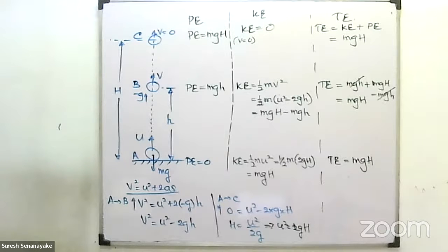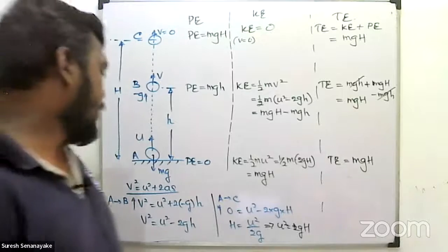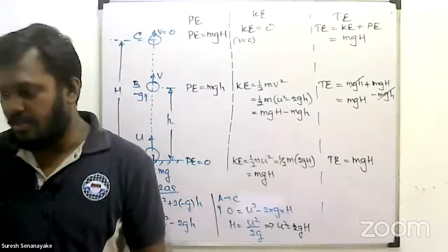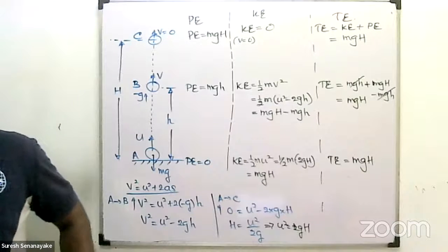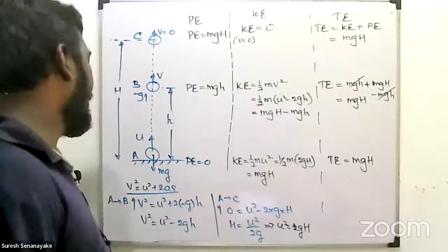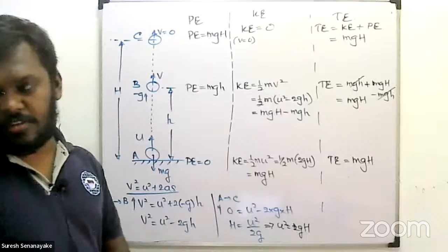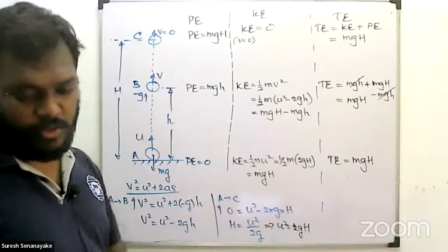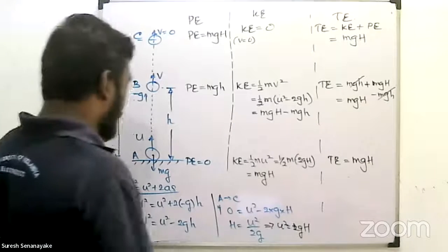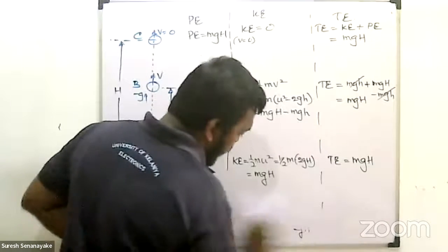Therefore, the total energy of the object remains constant at any position during its motion under gravity.